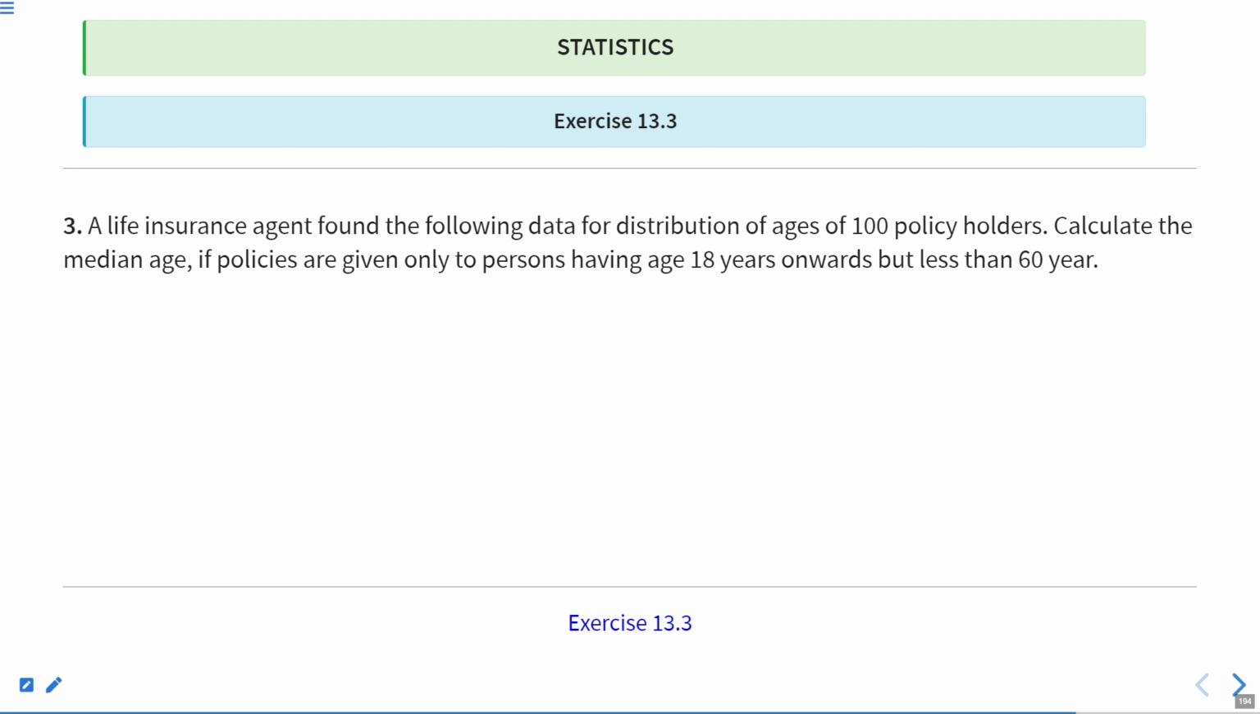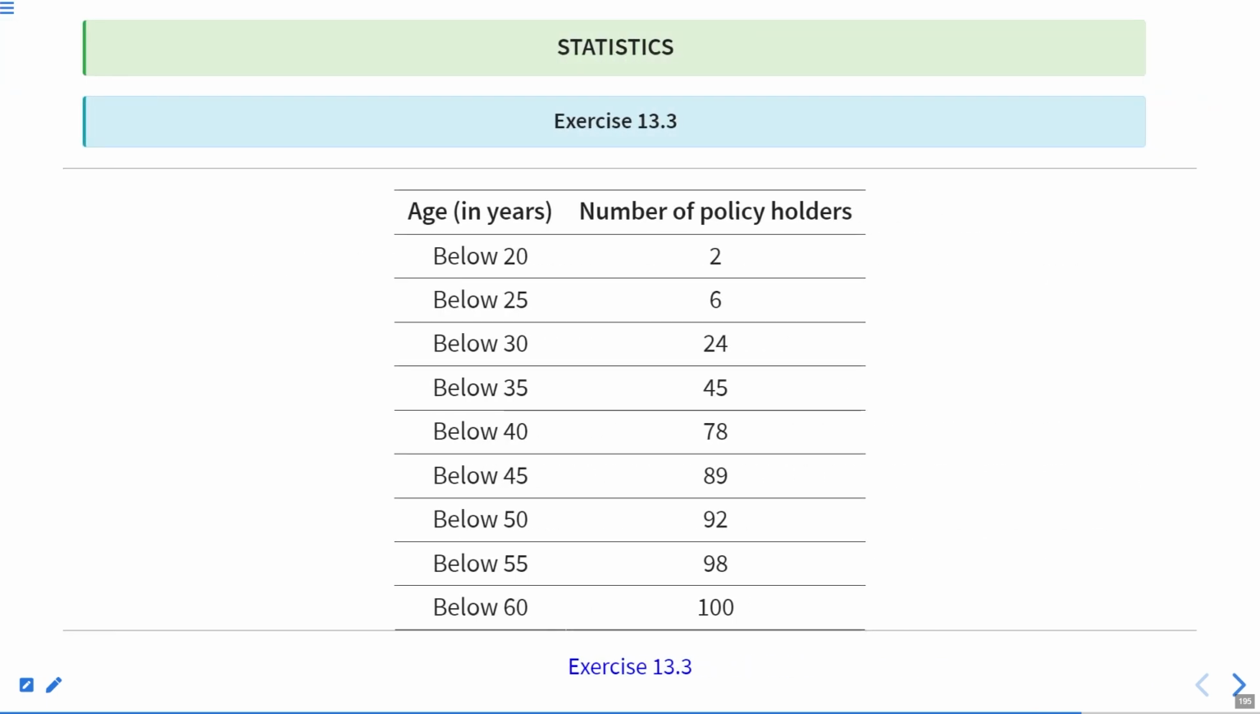In the next problem, a life insurance agent found the following data for the distribution of ages of 100 policyholders. Calculate the median age if policies are given only to persons having age 18 years onwards but less than 60 years. Let us solve this problem. First of all, we make this table. In this column we have age in years, and in this column the number of policyholders.